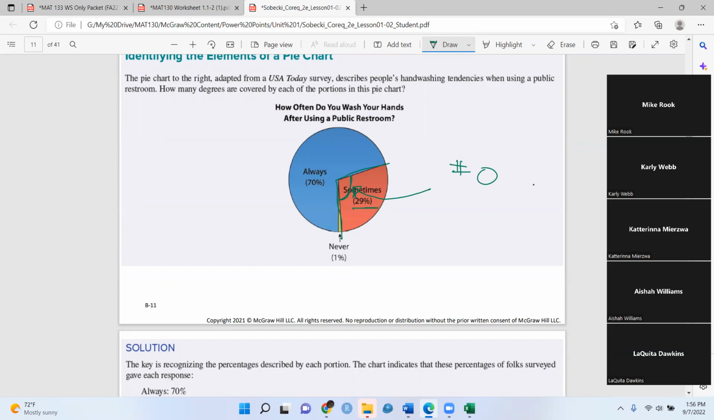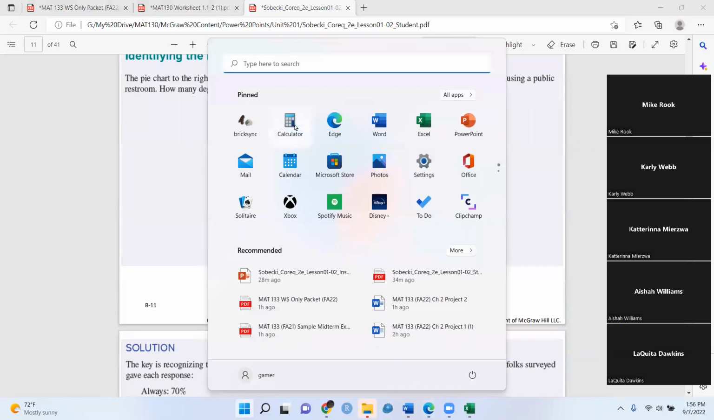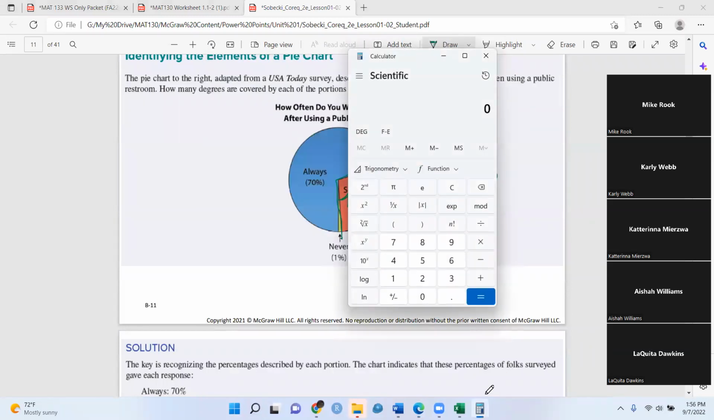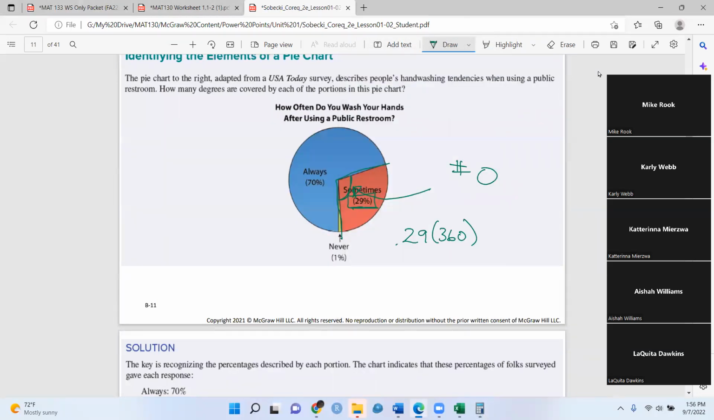Since this is 29% of the responses, the number of degrees is 0.29 times 360. So the percents in the pie graph are also related to the degrees that make up the sector. That sector measures exactly 104.4 degrees. By the way, that little circle up there, that's the degree symbol.